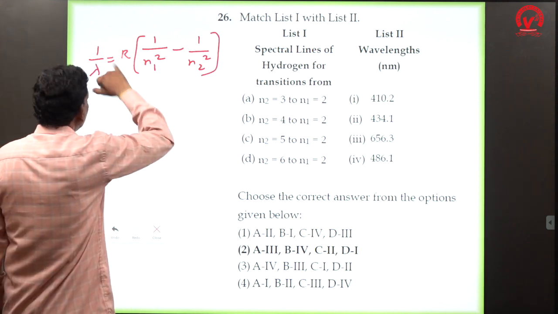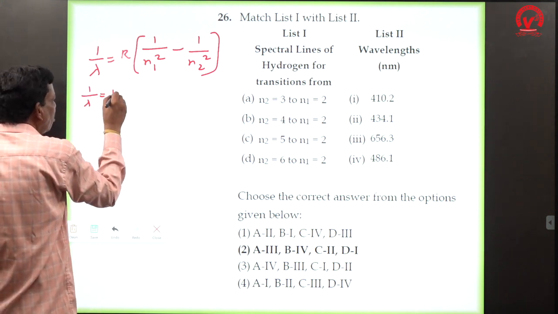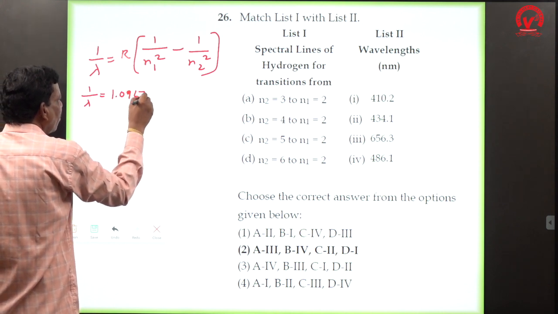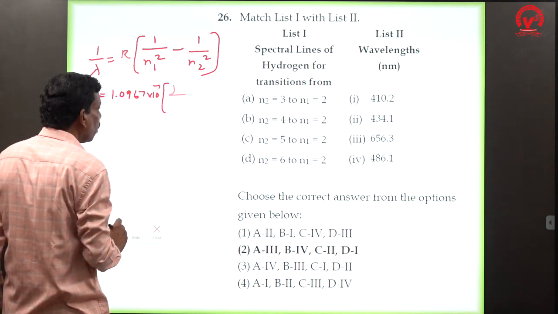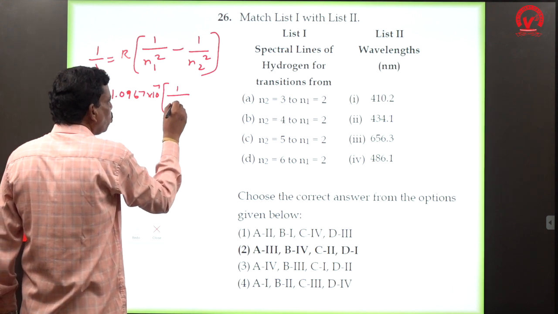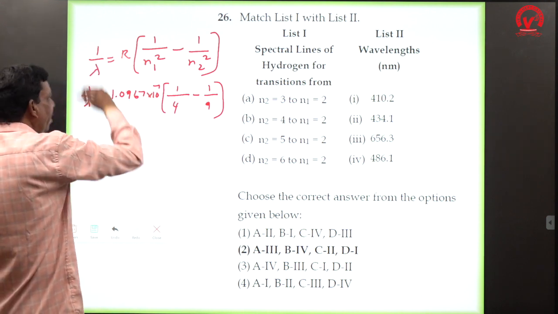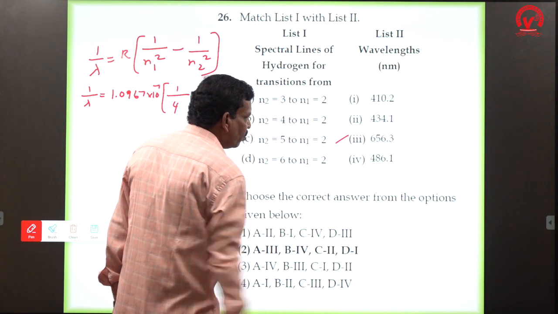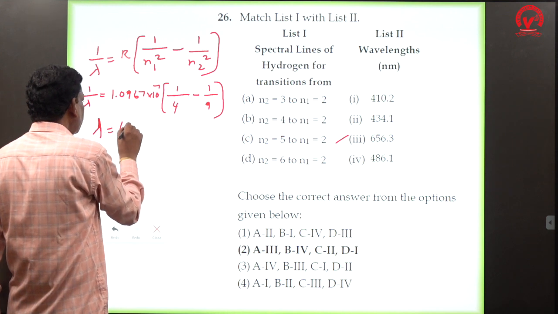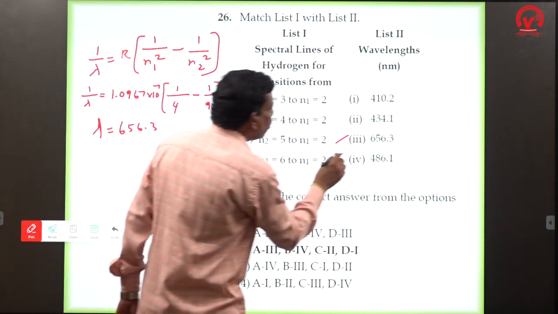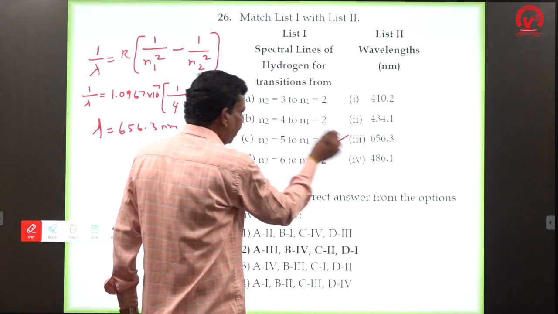We need the wavelength, so after finding it, invert it. 1 by lambda is equal to R, which is 1.0967 into 10 power 7, into 1 by 2 square, that is 4, minus 1 by 3 square, that is 9. Then you can solve this and invert it, and you get lambda equal to 656.3 nanometers. So for A, third option.